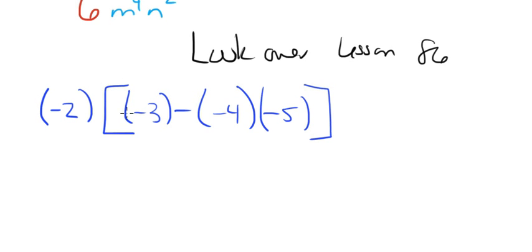So we have to do the stuff in the brackets first, right? We're going to do this shorthand here a little bit. All this is going to stay the same. This is going to change from, we have a -4 times a -5, or the opposite of 4 times the opposite of 5. And what's that going to be?